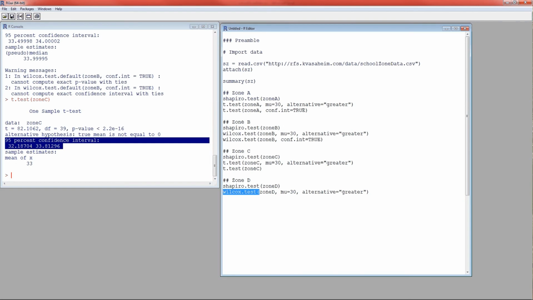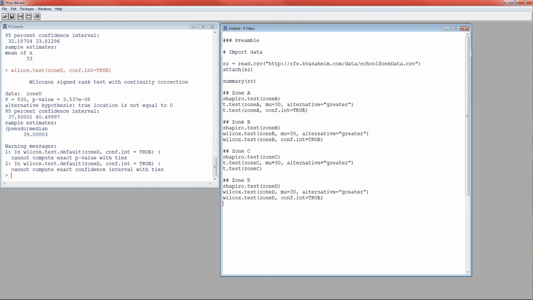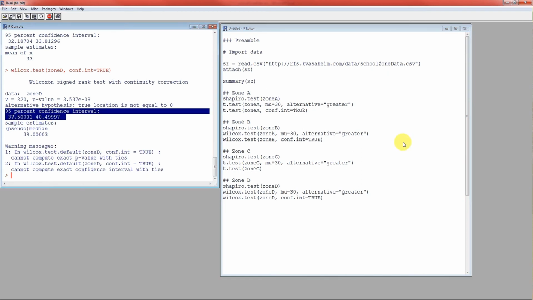And finally, zone D. Again, for the Wilcoxon test, you must include conf.int equals true. Otherwise, R will not give you a confidence interval. We're 95% confident that the average speed through zone D is between 37.5 and 40.5 miles per hour.